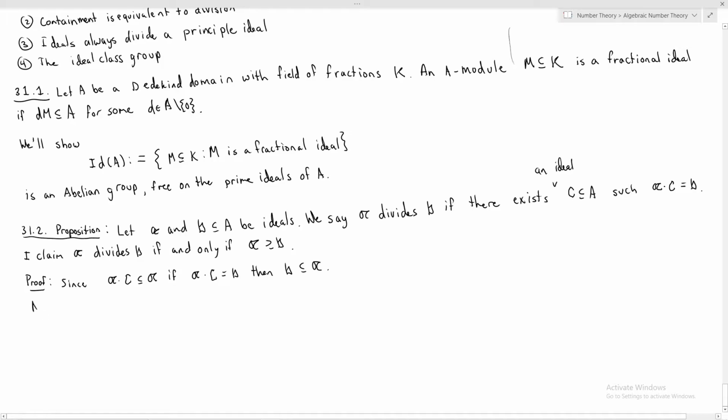The other direction is the hard part. Now suppose we have containment. The idea is to use our unique factorization of ideals in order to think about what B could possibly be and find a divisor C.